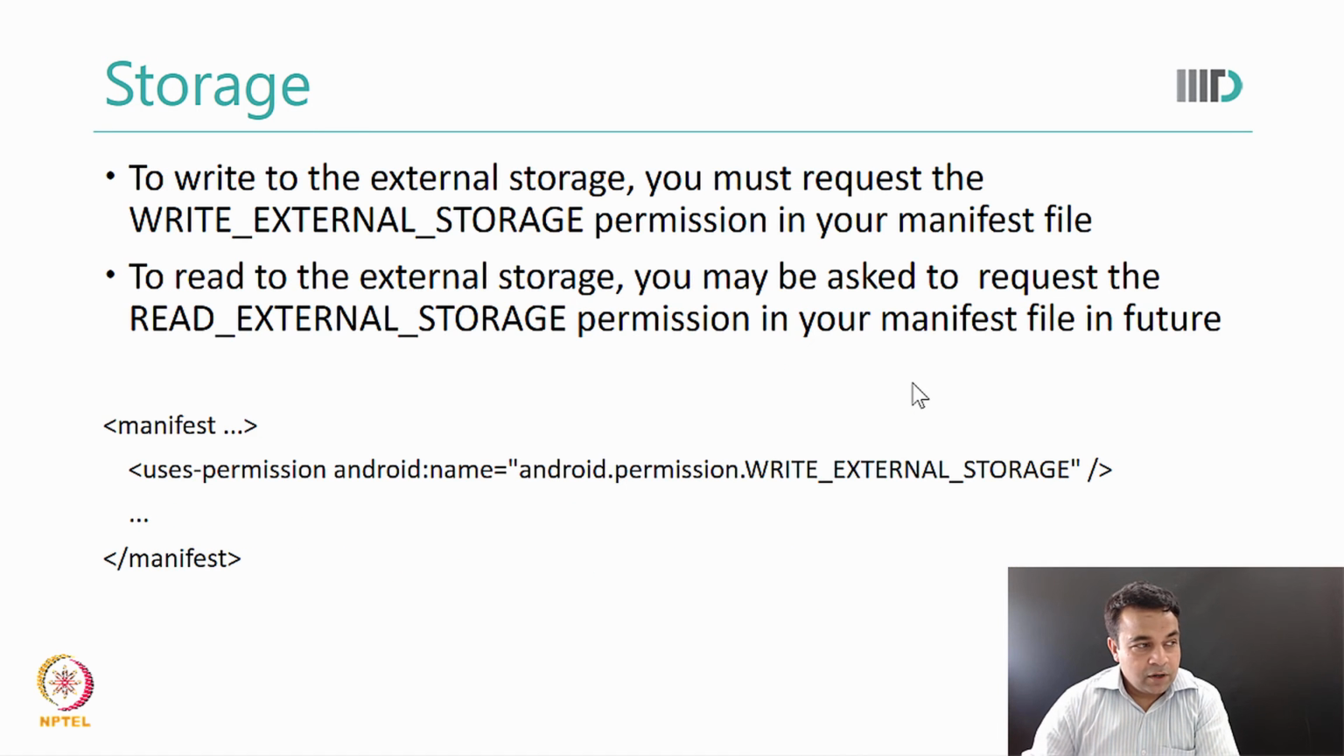Now, if you want to write to an external storage, you must request a specific permission in your manifest file, which is of type write external storage. Similarly, for reading, even though currently it is not necessary, you may be needing a permission in future for doing even the reading of the external storage. This permission is read external storage.